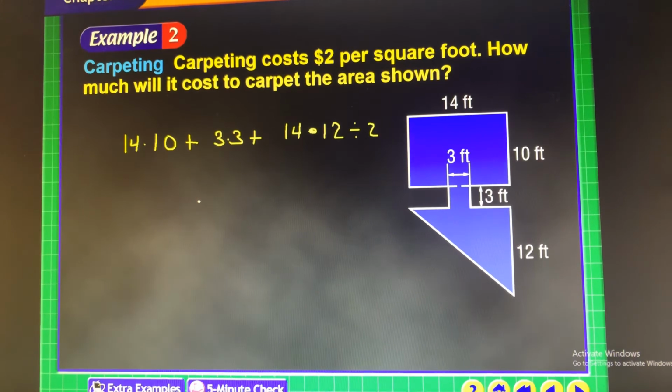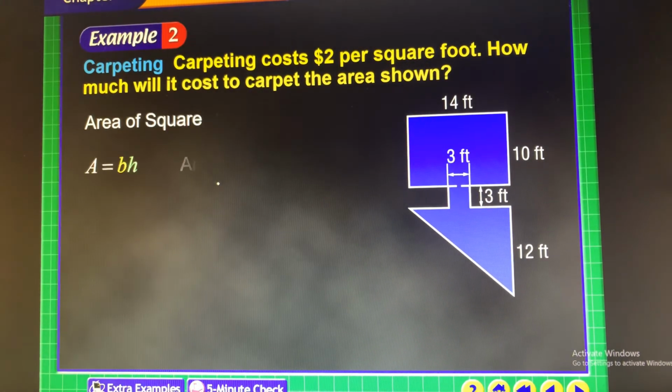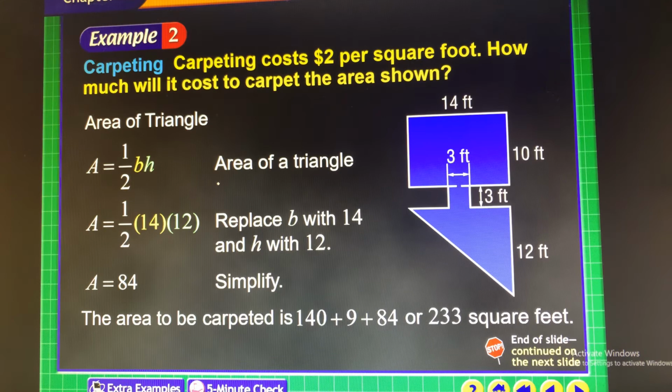So you're going to do 140 plus 9 plus 14 times 12 divided by 2. And you're going to get your answer. They're going to step you through all this. There's your square. Here's your triangle. Put them all together and you should have gotten 233 feet squared. There you go.